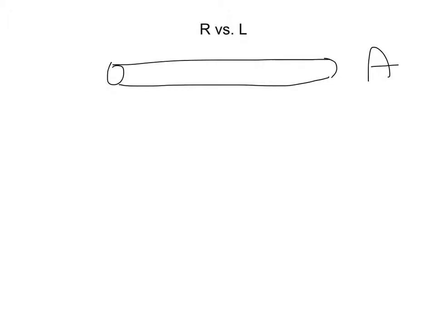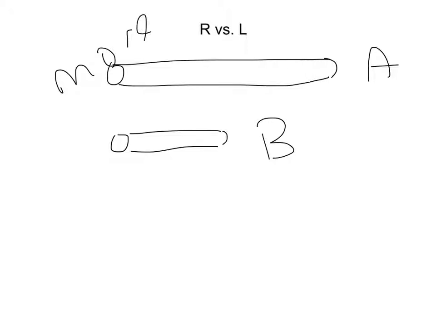Now for resistance versus length, it really makes sense. If I have that wire and that wire, A is of course going to have more resistance. The longer the wire is, the harder it is to push electrons through it. That makes sense.